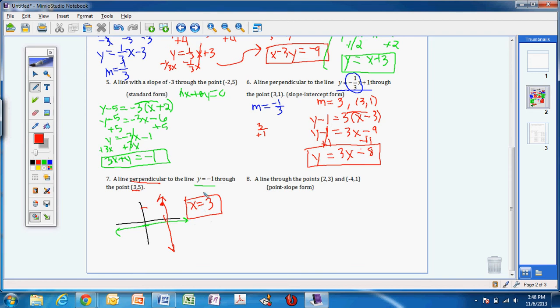So remember, whenever we're dealing with horizontal or vertical lines, these are the easy ones. These are the ones where you don't have to go to any sort of form. I know if I have y equals -1 and I have a line perpendicular to that, instead of being a horizontal, it's going to be a vertical.